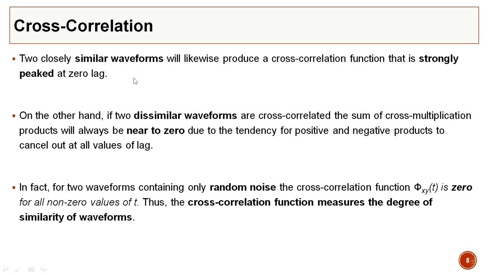Another point to make here is that, like I said, if the two waveforms are closely similar to each other, they produce a cross correlation function that is strongly peaked at zero lag. And if you have two completely dissimilar waveforms, the sum of the cross multiplication products will cancel out each other and give you a zero value. So for example, if you cross correlate two traces with only random noise, you are likely to get zero cross correlation. So basically, the cross correlation function measures the degree of similarity of waveforms.